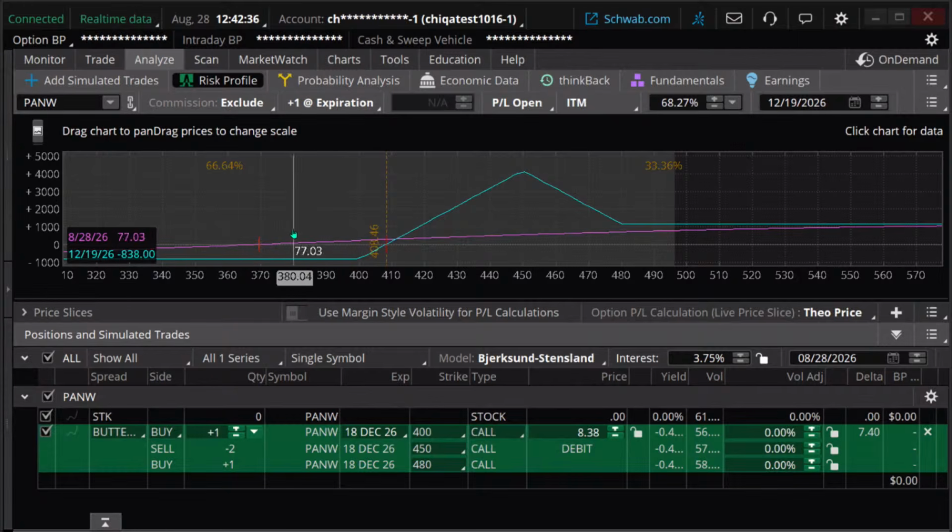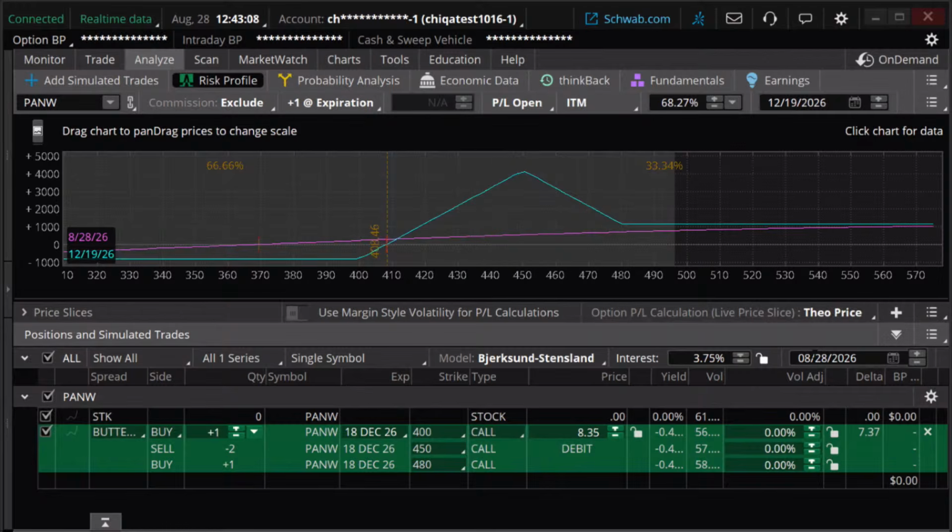My max loss, according to this, is $838. My max gain is up above $4,000. And even if it were to go way up, probably unlikely to go way up here, that's still over an $1,100 gain on that at expiration. Again, before expiration, the profit or loss can be different than any of these values that you're seeing on the blue line.